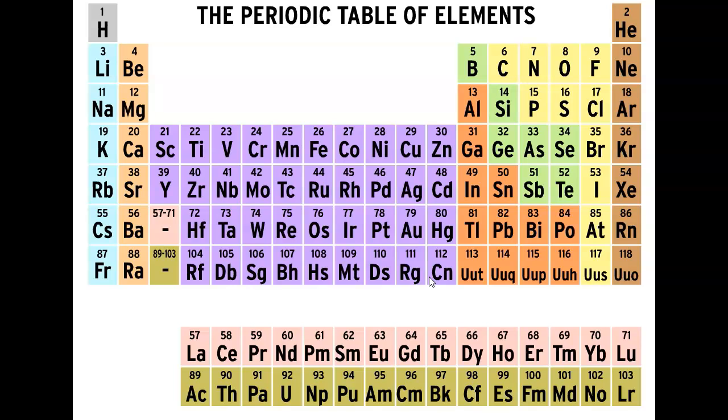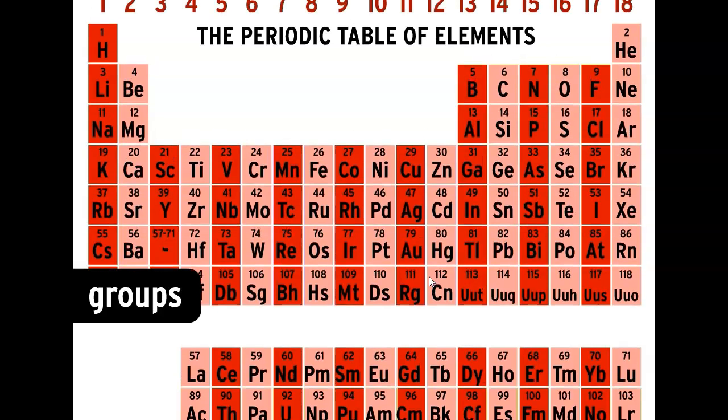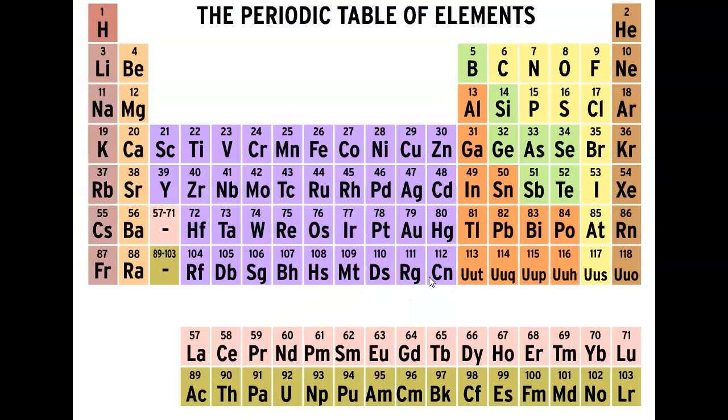On the periodic table, elements with similar configurations of electrons are arranged in vertical columns called groups. Groups are numbered 1 through 18. In some of these groups, the elements don't have that much in common, but that's not always the case.